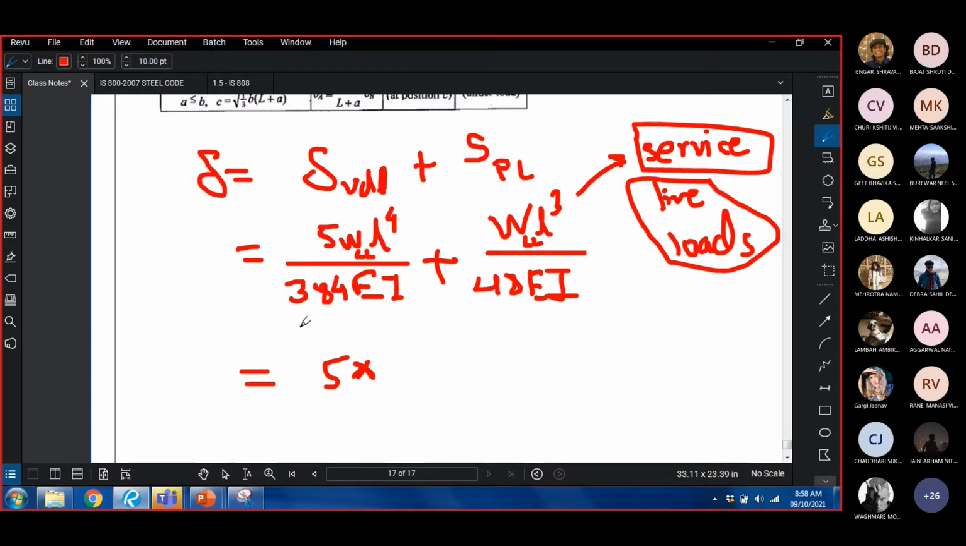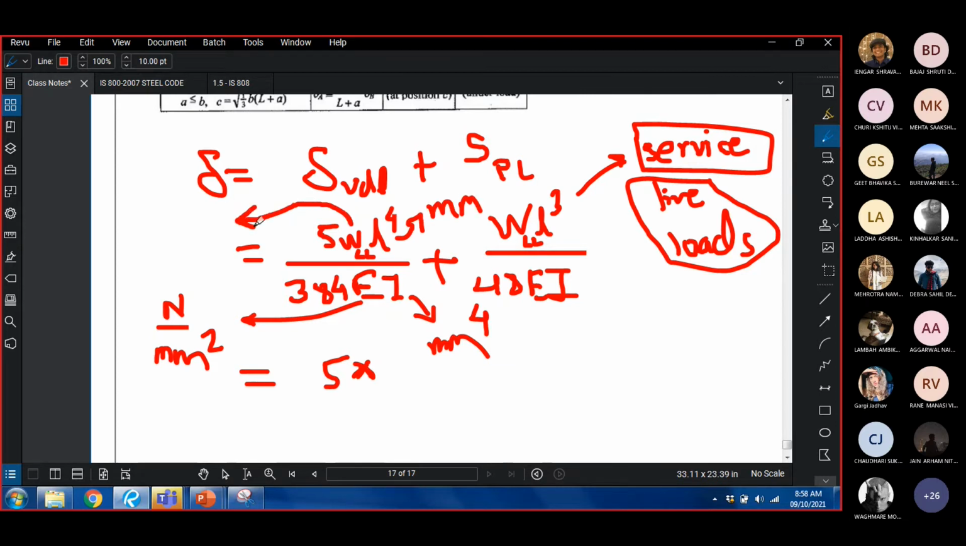So again, we have to be consistent with the units. Now, E is going to be in megapascals, which is Newton per mm square. You will plug in I in mm power 4. Similarly, you will plug in length in mm, and hence this you will have to plug in Newton per mm. So you have to be very consistent with the units.